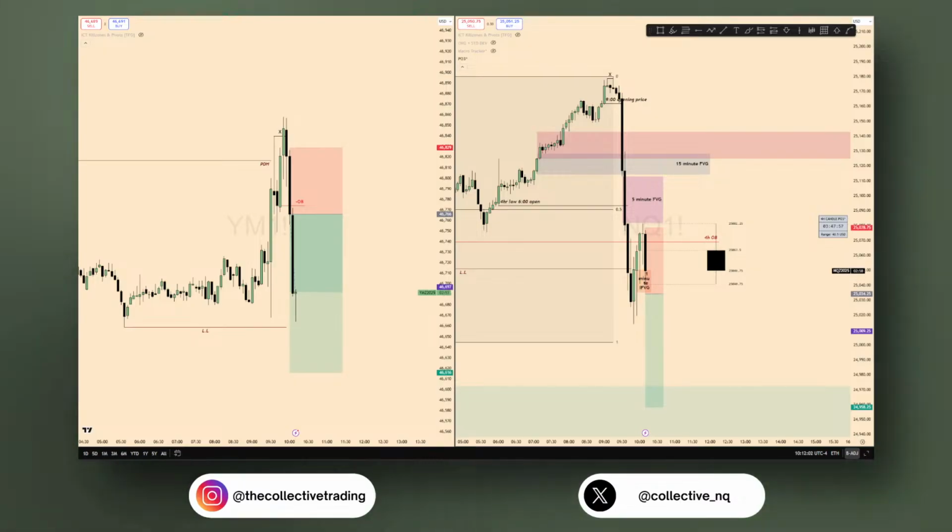If it gets it, that's a very safe entry. So this 1-minute inverse is safe, the 3-minute change in state there. Yeah, the 1-minute inverse is safer. That's what I'm waiting for. If it gets that, then I'm pretty much saying it's guaranteed to go lower.